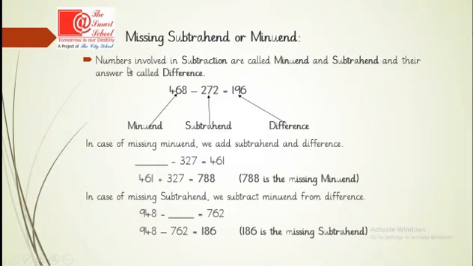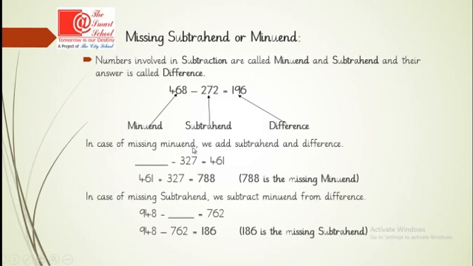Okay, now come to the next topic of this lesson, missing subtrahend and minuend. The numbers involved in subtraction are called minuend and subtrahend, and their answer is called difference. The first number you can see, 468, is called the minuend, the second number, 272, is called the subtrahend, and the answer is called the difference, which is 196 here.